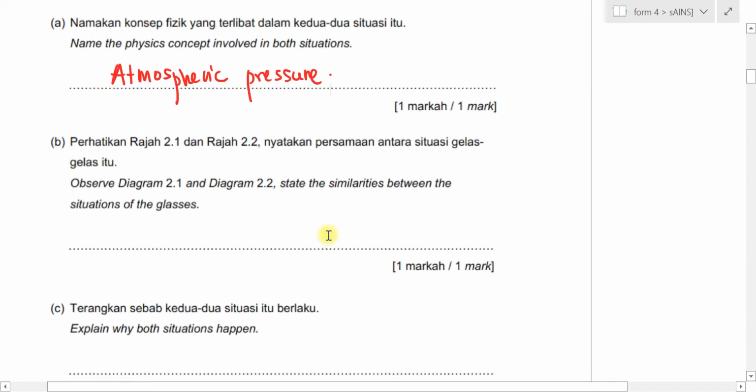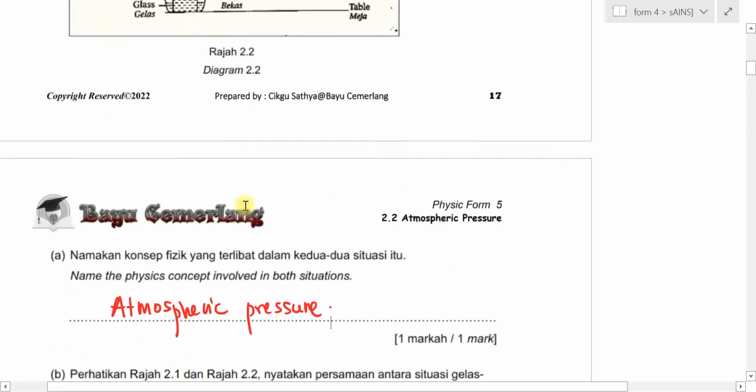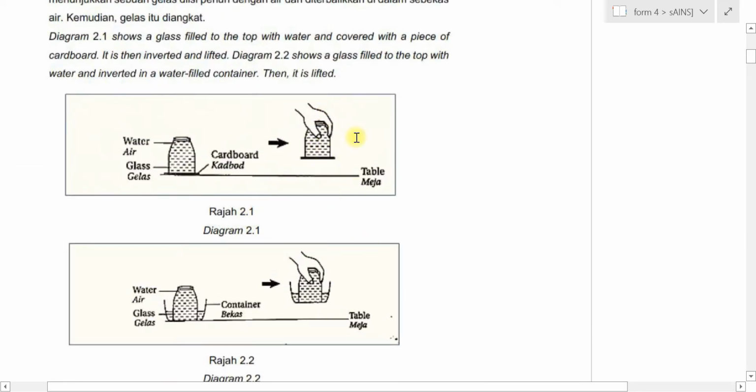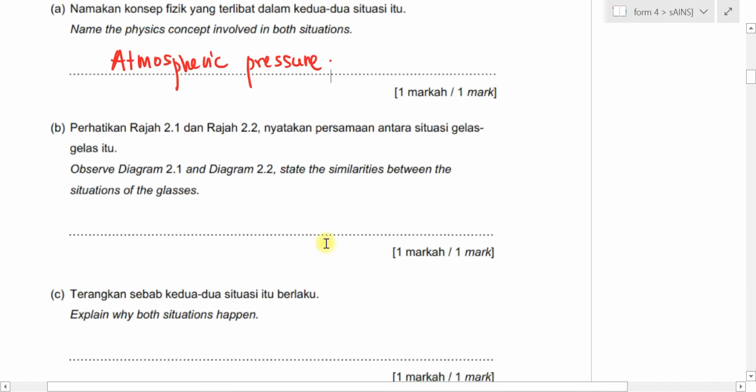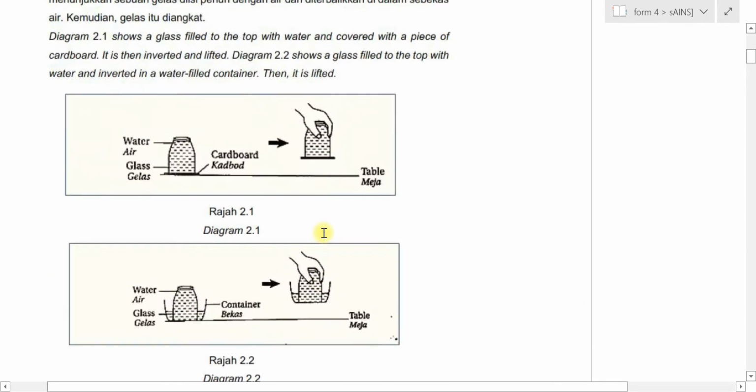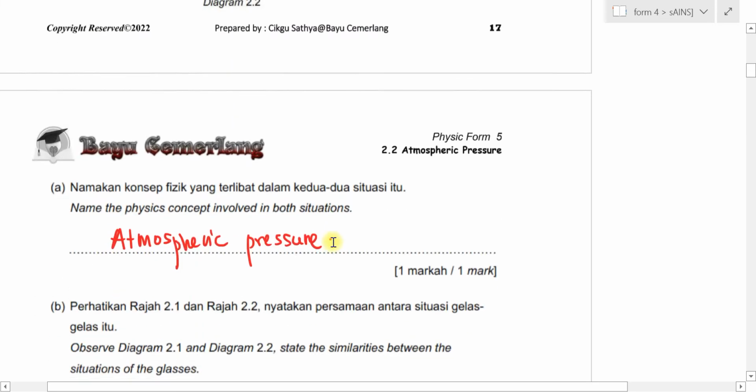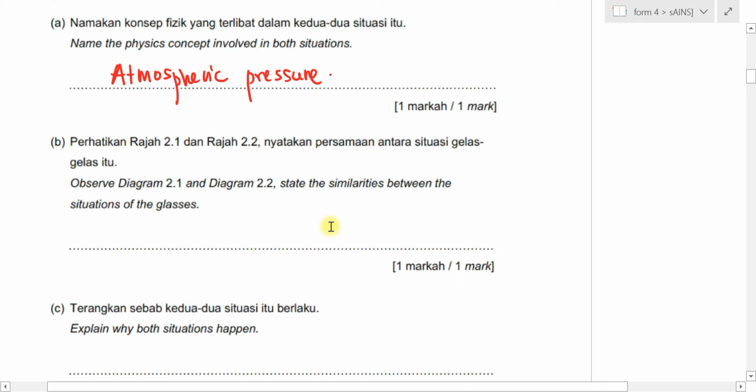Second question. B. Observe diagram 2.1 and 2.2. State the similarities between the situation of the glasses. In 2.1 and 2.2, what similarities can we see? In both diagrams, when you pull up the glass, both the cardboard and container are also lifted up together with the glass, due to atmospheric pressure. So, similarities.